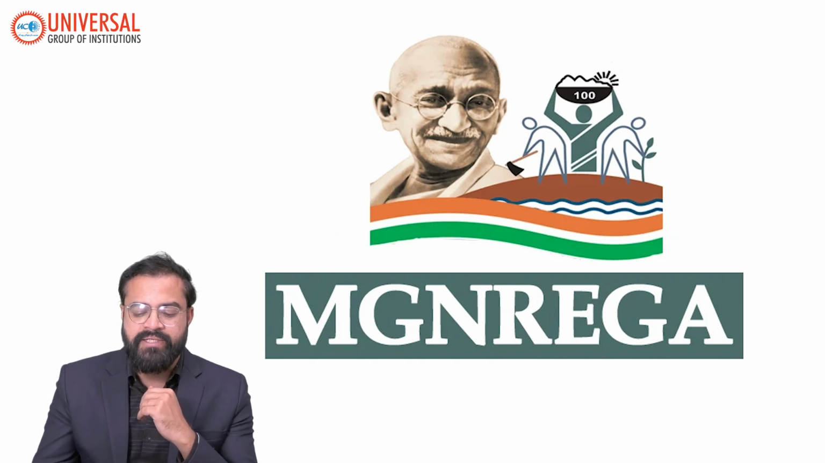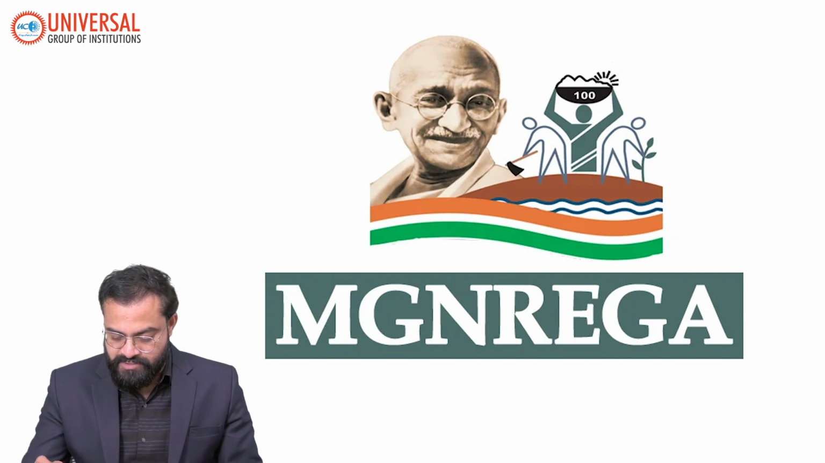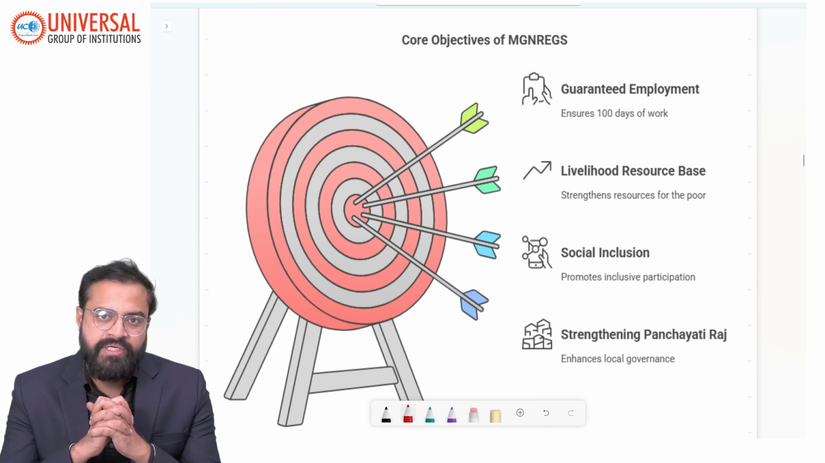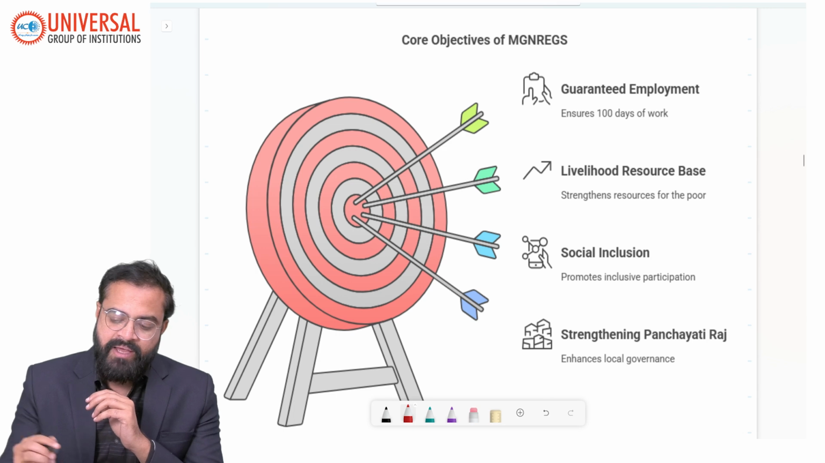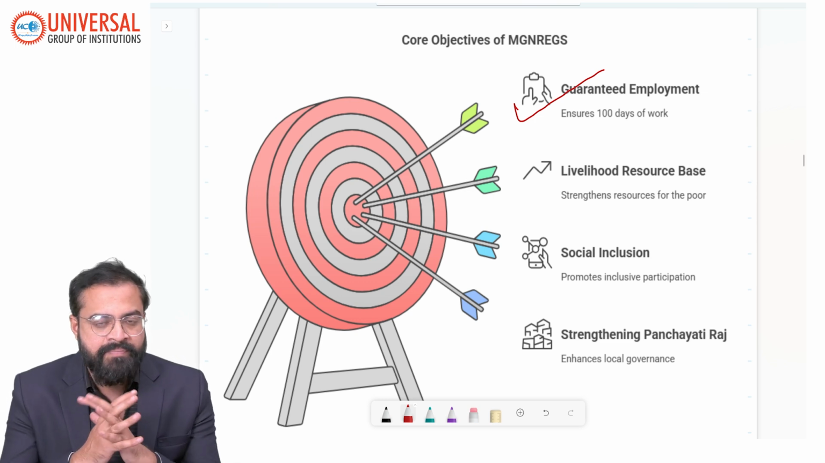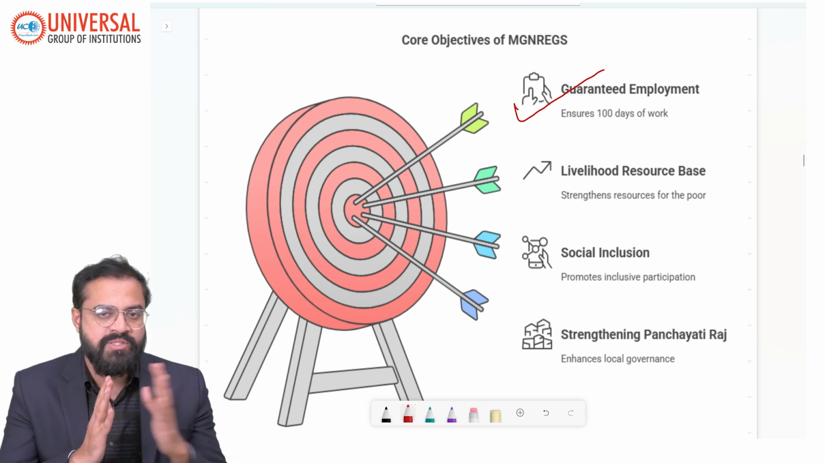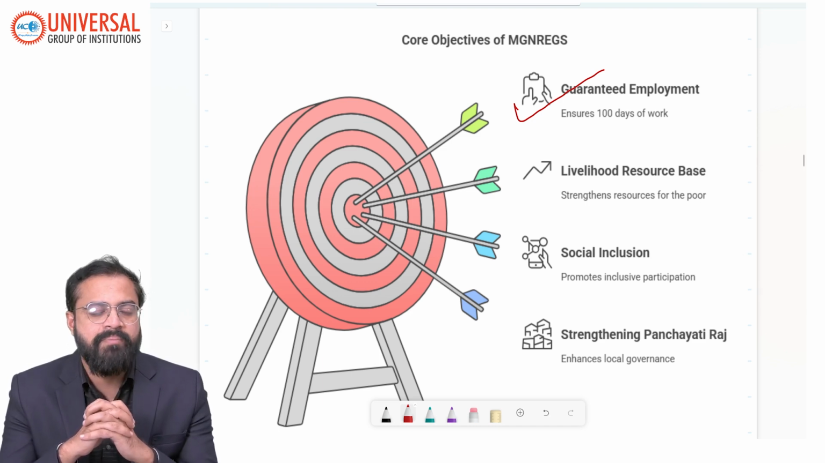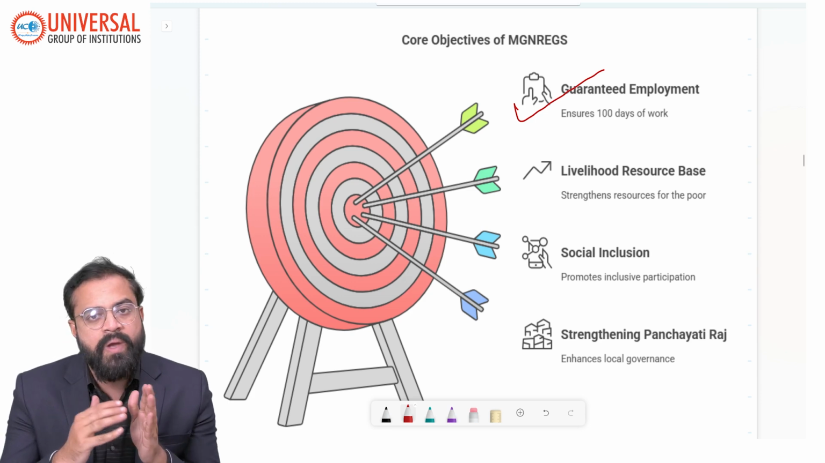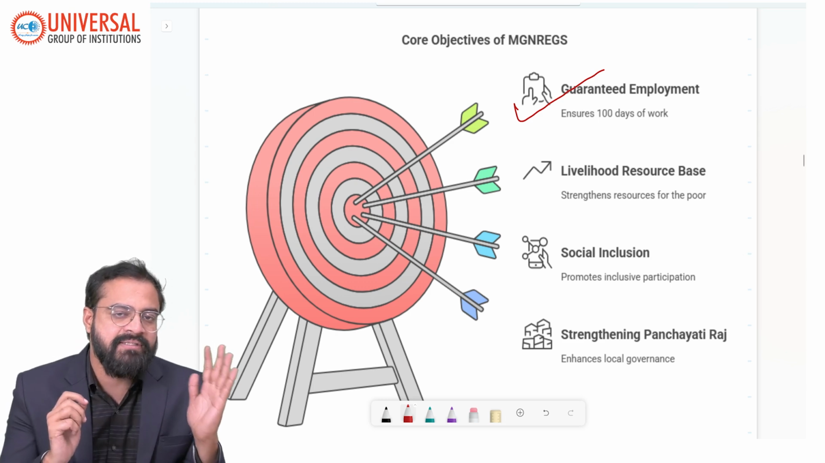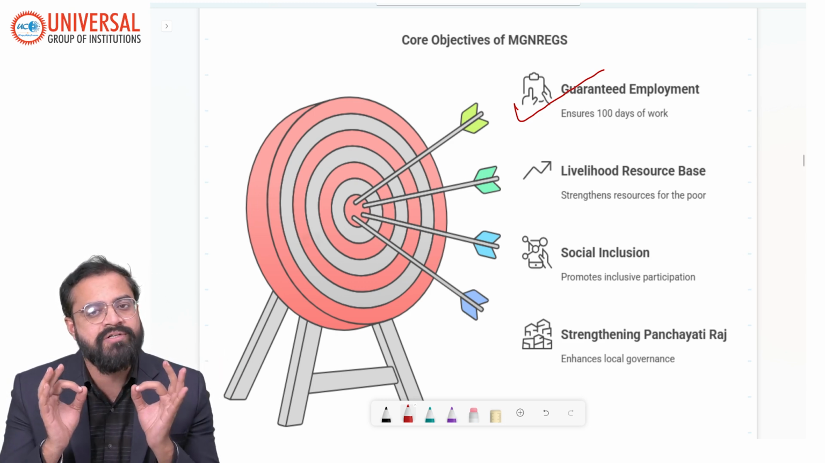So the first aspect that we are looking at in today's session is the core objectives of the scheme. What are the core objectives of the scheme? The first aspect of the scheme happens to be guaranteed employment. We need to understand one thing very clearly. Prior to the MGNREGA Act, that is prior to 2005 as well, the union government came up with programs or initiatives whose whole objective was to create employment opportunities. What sets apart MGNREGA from any other previous government schemes is that it ensures the right to work.